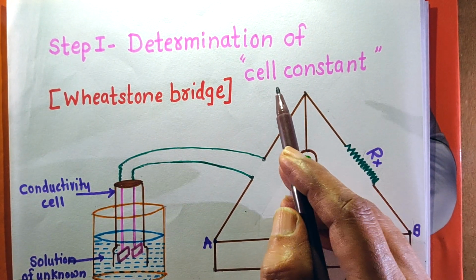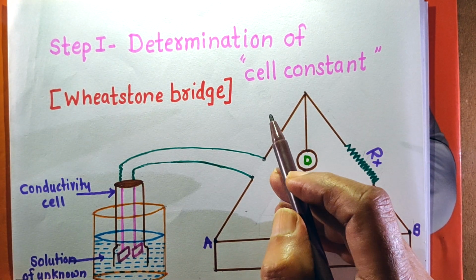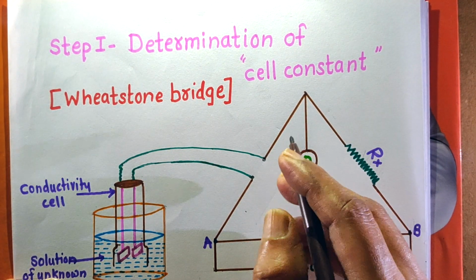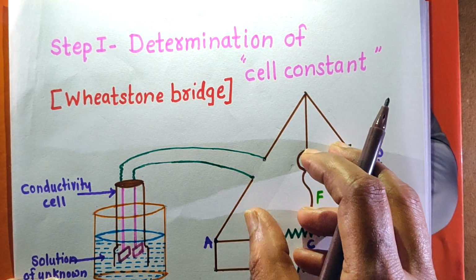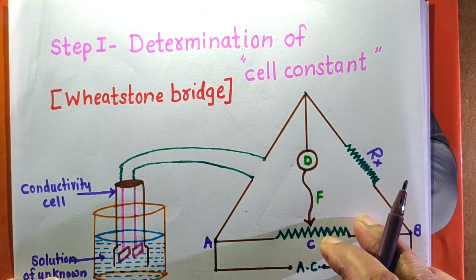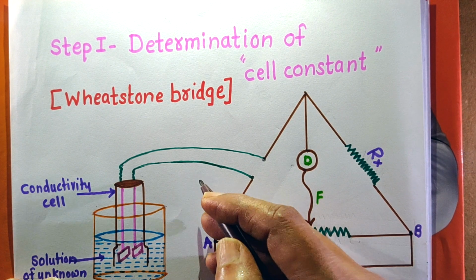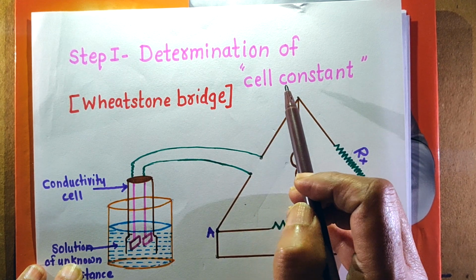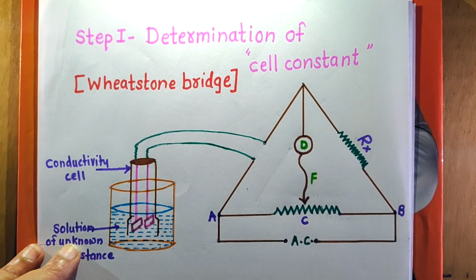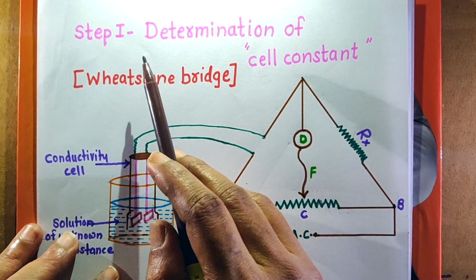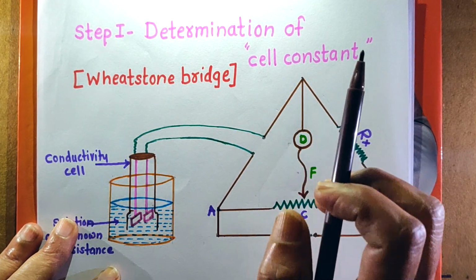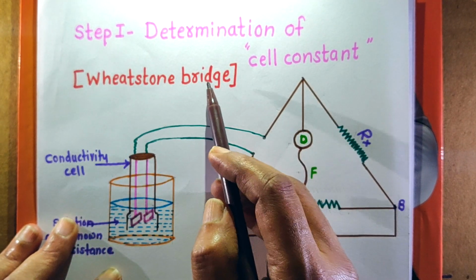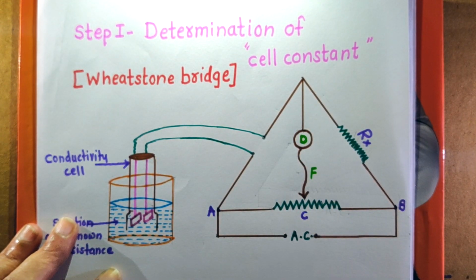Now, cell constant is L upon A, that is, the distance between two platinum plates upon the area of cross section. To measure the distance between two platinum plates and to measure the area of cross section is not convenient, or it is not reliable. So experimentally we shall determine the cell constant of the conductivity cell. How? In this video we'll explain this determination of cell constant, and for this we have to use a Wheatstone bridge. Now in the Wheatstone bridge, see the construction of this experiment.